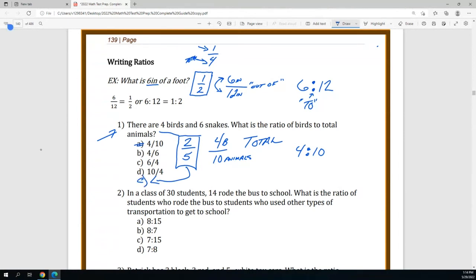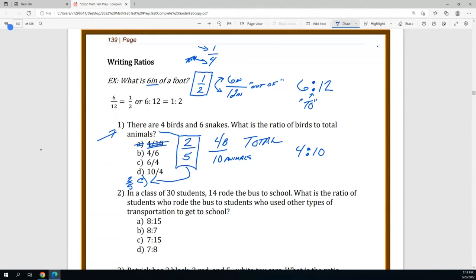Now, most of the time, just so you understand, both answers will not be there. They're not going to have a 2 of 5 and also a 4 of 10. They don't play games like that. There will only be a 2 of 5 there.